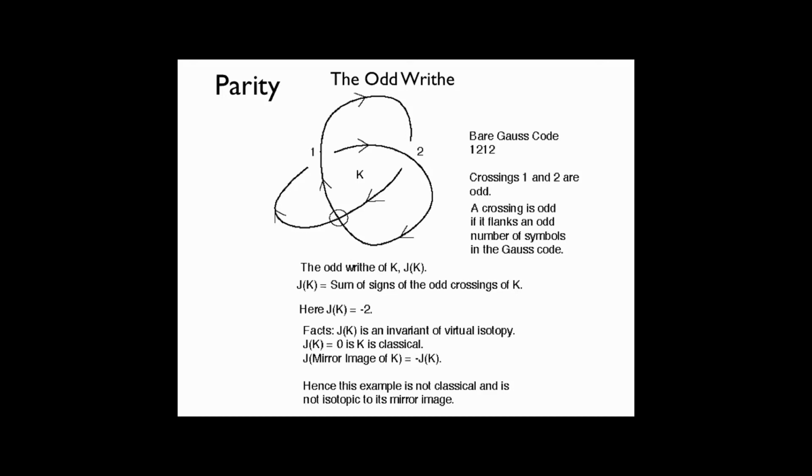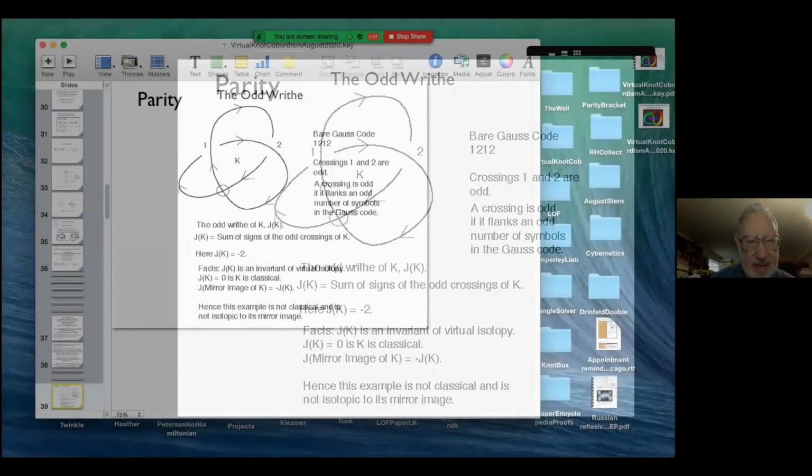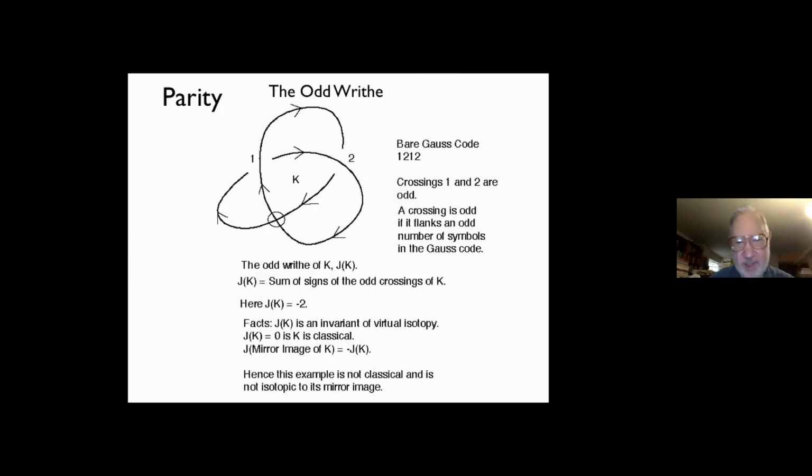And we can define for virtual diagrams the odd writhe of the virtual diagram, which is simply the sum of the signs of the odd crossings. So in this case, the odd writhe is -2. There are two crossings, each one has sign -1. So we have the parity slide, okay?